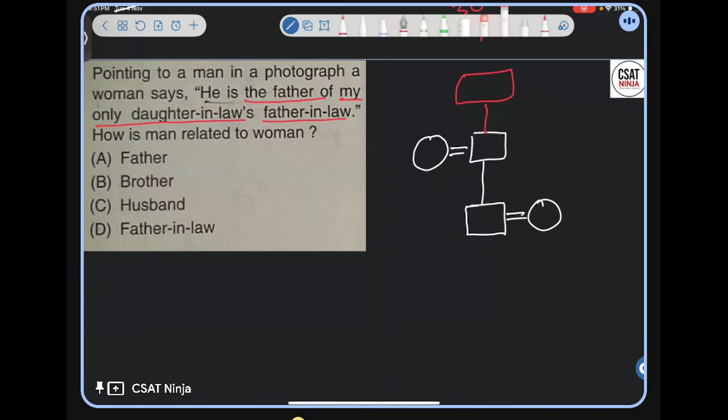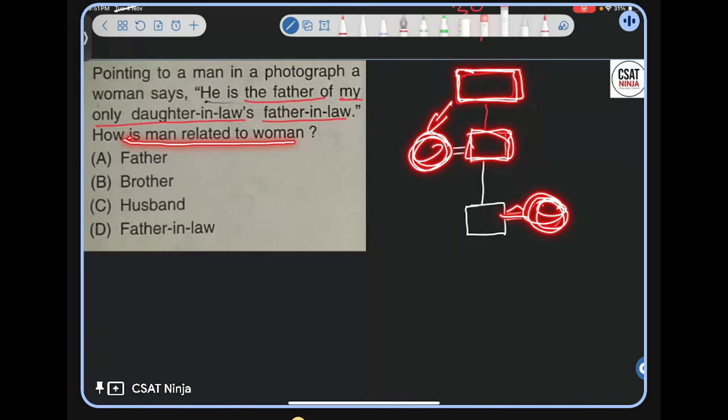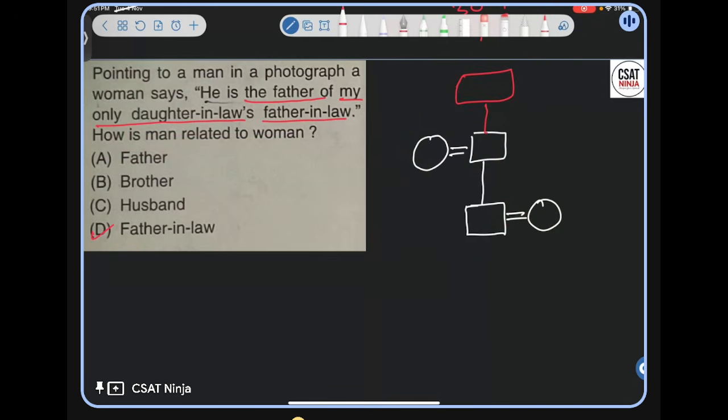He is the father of my only daughter-in-law's father-in-law. So only daughter-in-law's father-in-law is this one. So what is asked? How is the man related to the woman? That means how is this man related to the woman here? So this woman's husband's father will be father-in-law, right? So the answer here is option number D, which is this one. Are we clear with this? So we are talking about this one and this one.